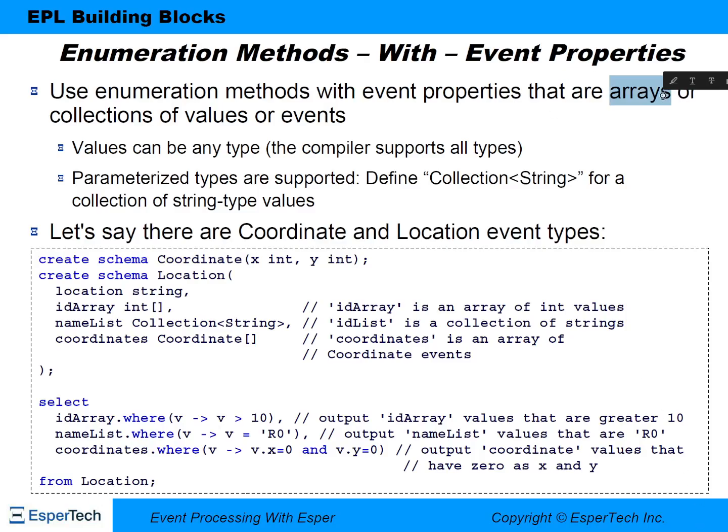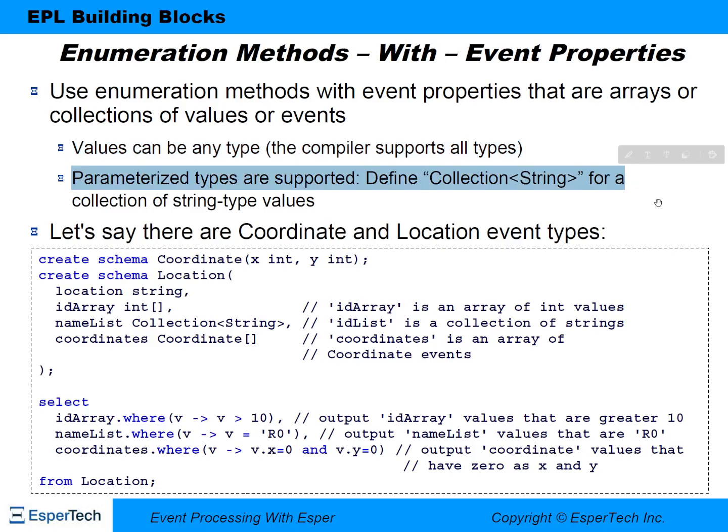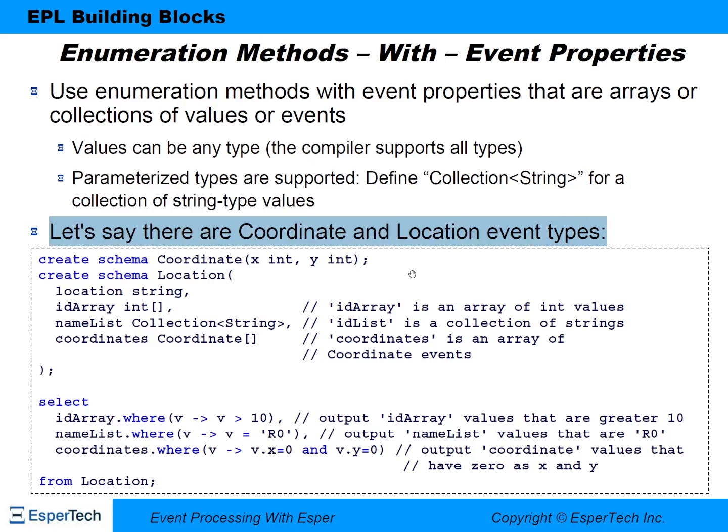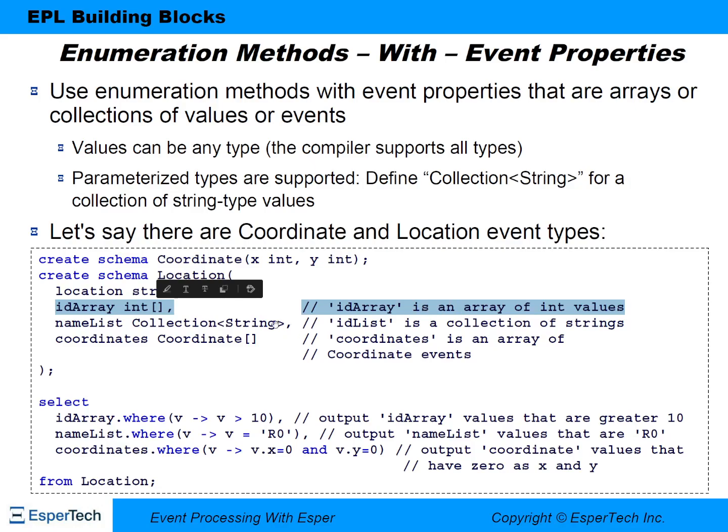Use enumeration methods with event properties that are arrays, or collections of values or events. Values can be any type, the compiler supports all types. Parameterized types are supported. Define collection<string> for a collection of string type values. Let's say there are coordinate and location event types as shown here. create schema Coordinate(x int, y int). create schema Location(location string, idArray int array, nameList collection<string>, coordinates Coordinate array).